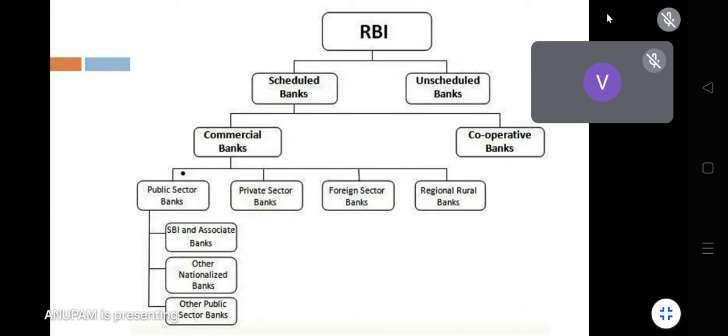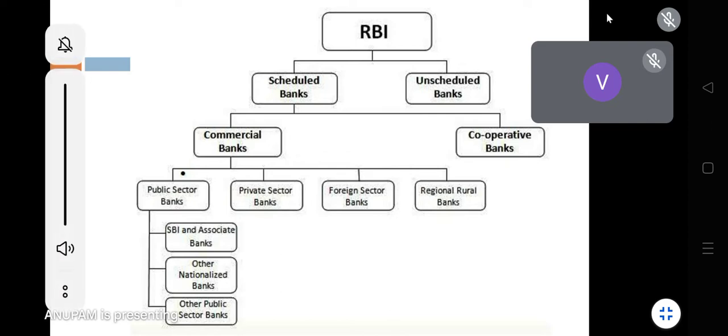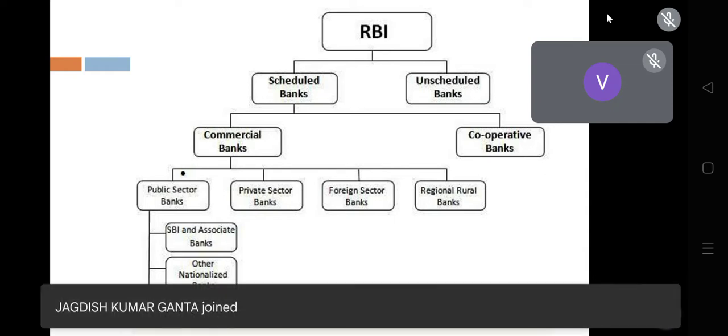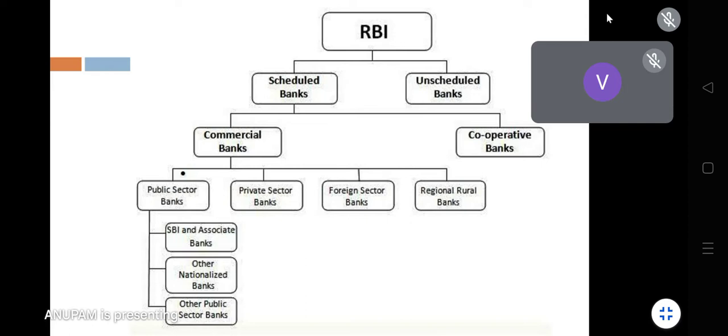Scheduled banks are those banks which are large and which can follow the rules and regulations set by the RBI. So on that basis, the banks have broadly been classified into scheduled and unscheduled banks. Further, you will see that scheduled banks are divided into two types: one is commercial banks, another one is cooperative banks. Mostly we are concentrating on the commercial banks. Then we will see the cooperative banks. So the scheduled and unscheduled banks, is it clear to all of you? Have you got the difference?